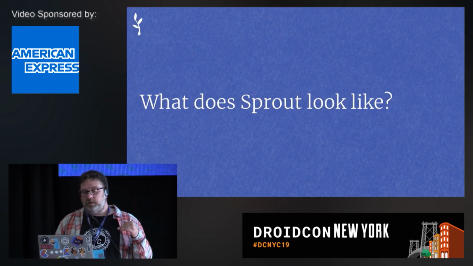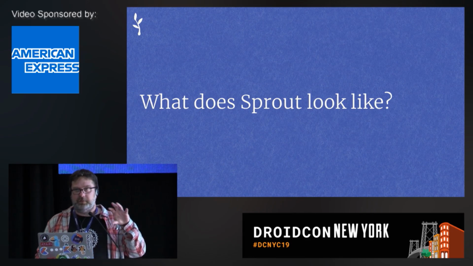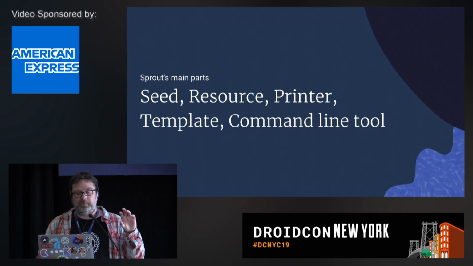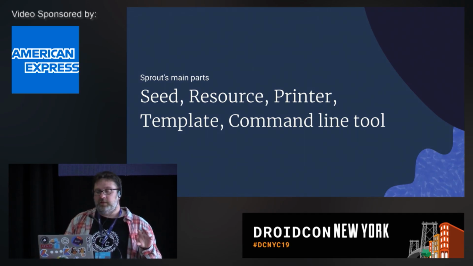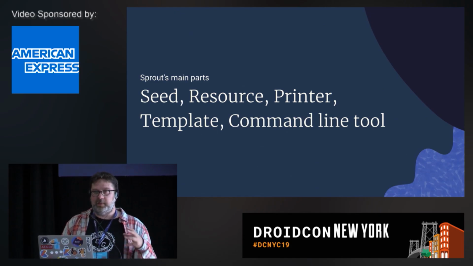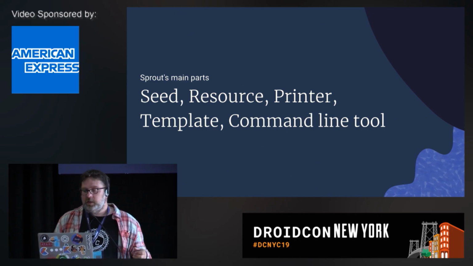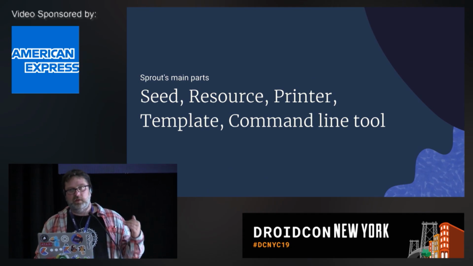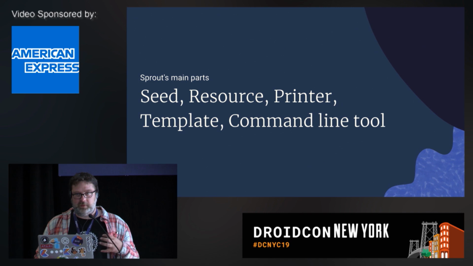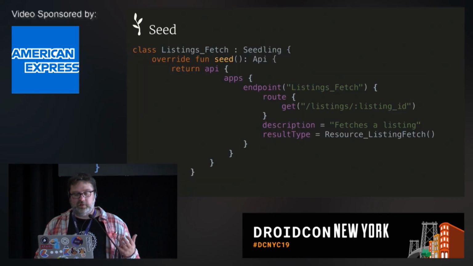I'm going to go over what it looks like first, just to give people a mental anchor. There are five main parts to Sprout. There's a seed, a resource, a printer, a template, and the command line tool that makes it all work. And we're going to look at the code for each of these. Don't worry if you don't understand it just yet. The idea is just to get people a 30,000-foot overview and a mental grounding on what's going on here. So let's look at the seed.